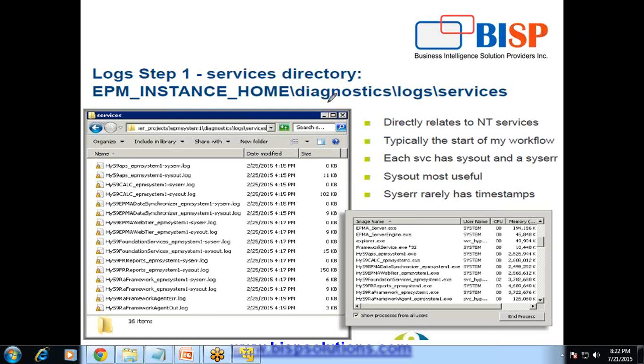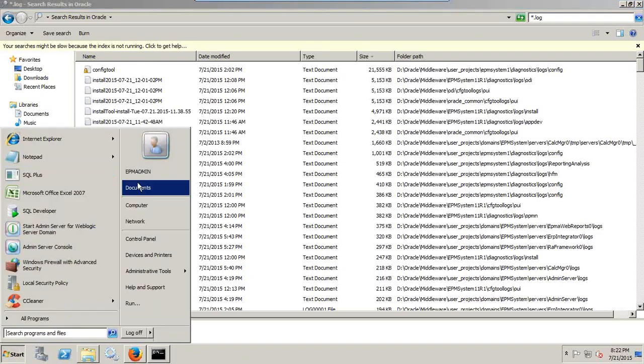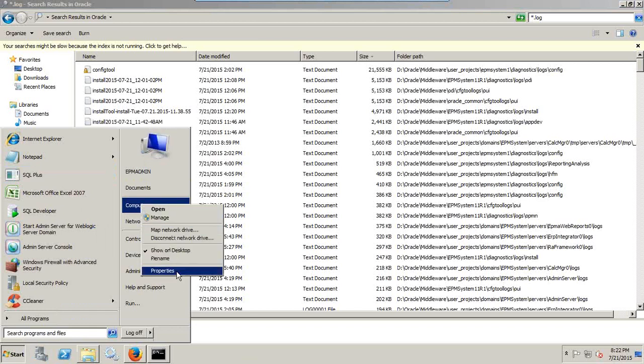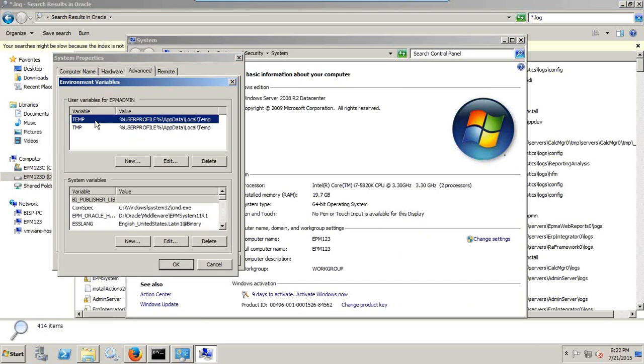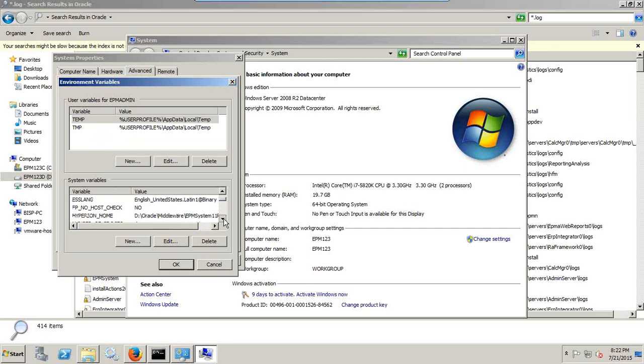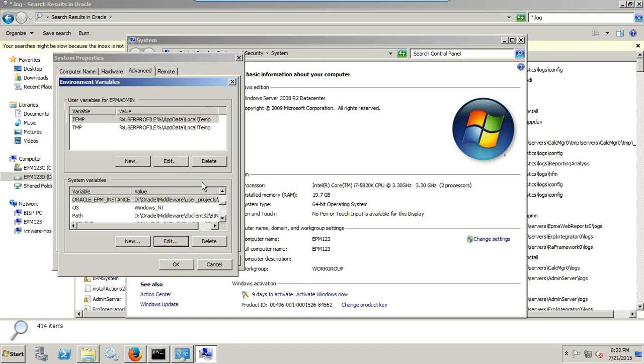Log files pertaining to your services directory, right? You can see this under your Oracle instance home. For example, this is my server, and I see what my Oracle instance home is; it's an environment variable under advanced settings. My Oracle EPM instance is this. Under this path, I would have a diagnostic folder.